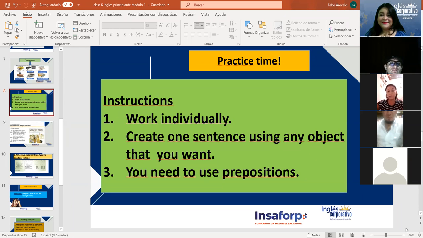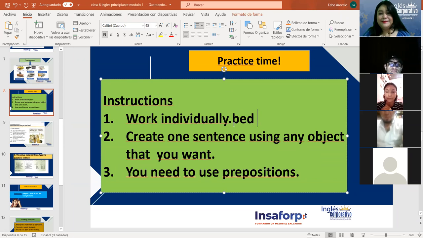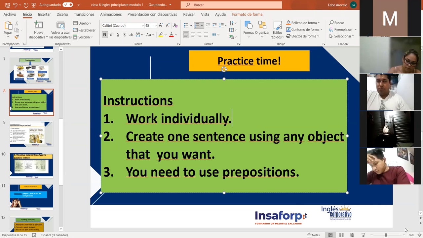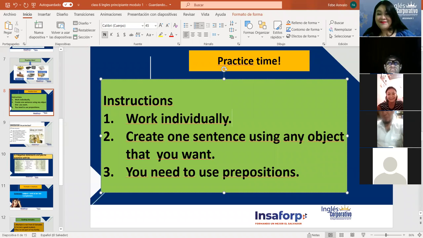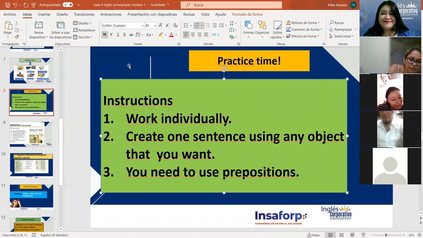Your microphone. ¿Cómo se dice cama? Bed. Así, miren. Bed. The dog is on the bed. All right, excellent. Yeah, if it is on, excellent. Very good. On the bed. Xochitl. Let's see, Xochitl. No la había hecho. My brother is next to me, right?